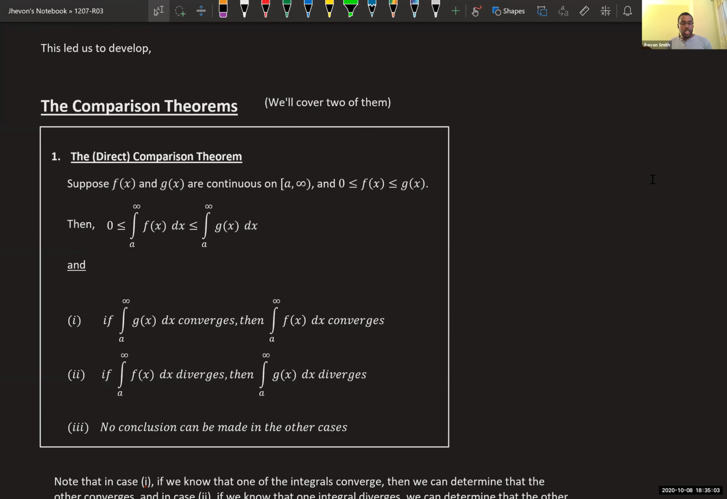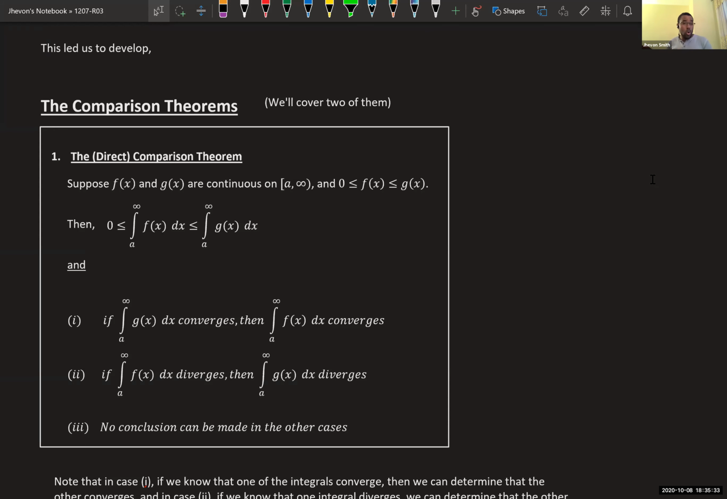Okay. So here's what the comparison theorem says, right? I'm not going to prove it, but I'm going to give you kind of an intuitive explanation. Suppose f and g are continuous functions on a to forever, right? So from some point on the number line all the way to the right, my f and my g exist, and they're non-negative. So my f of x is greater than or equal to 0, and my g of x is larger than the f of x. So I have two functions that have this relationship.